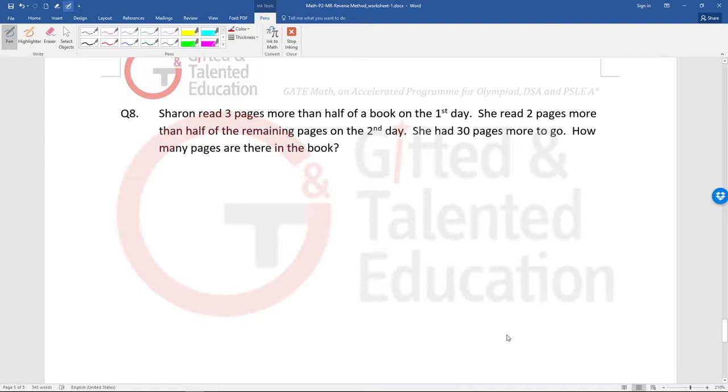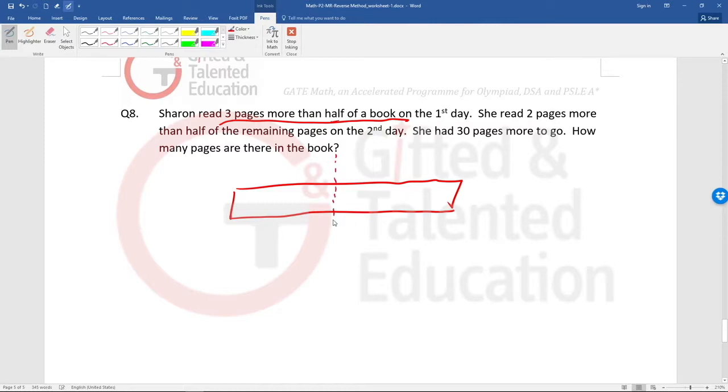Question 8. So, Sharon read 3 pages more than half of a book on the first day. So suppose this is Sharon's book. So she read 3 pages more than half, and this is half of the book. Half. So Sharon read another 3 extra pages. This is on the first day. And this is the remaining pages.